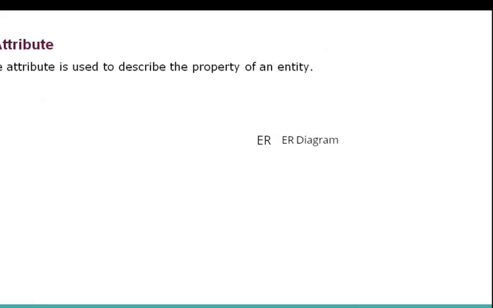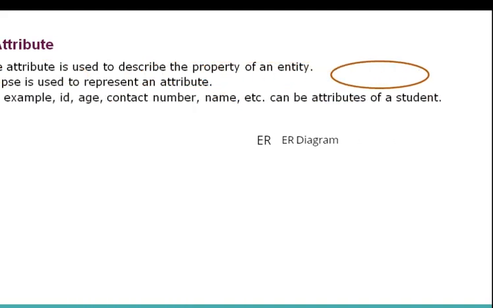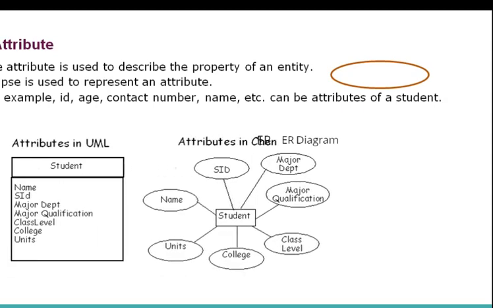The second concept we have is attributes. Basically, attributes are the properties which describe an entity. We can say it is a characteristic of an entity. It will be represented by an oval shape. For example, if we are considering student as an entity, the attributes for the student can be student ID, age, contact number, address, Aadhaar card number, phone number.